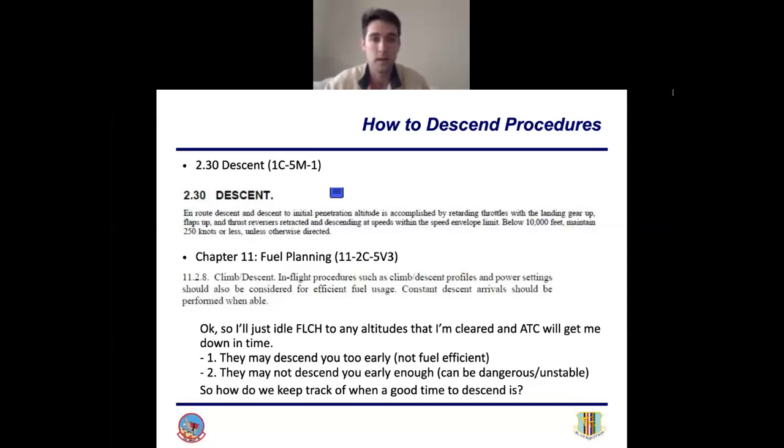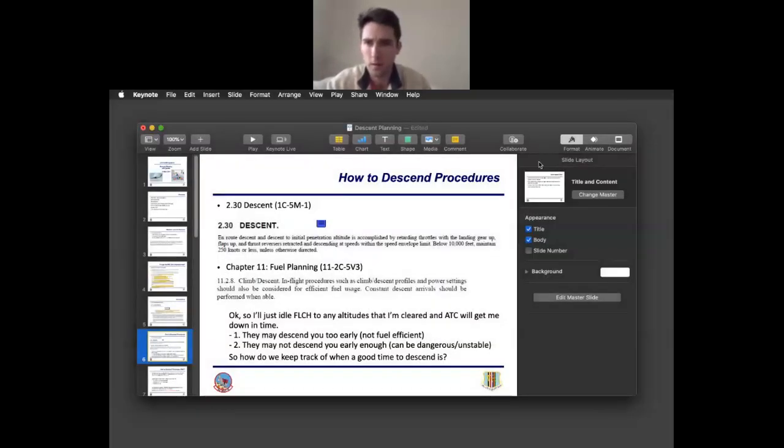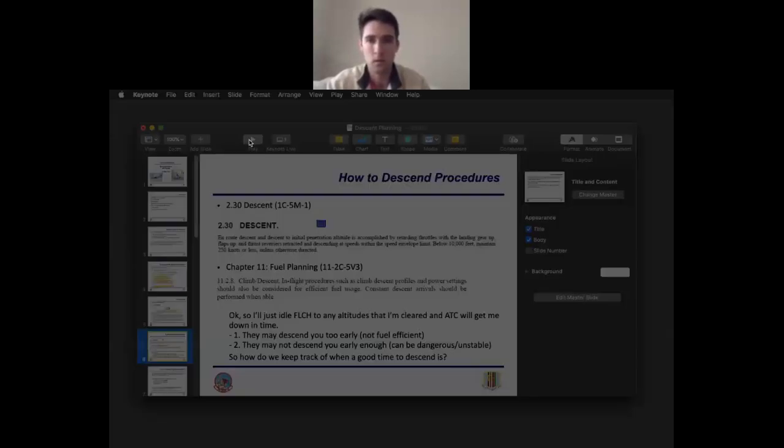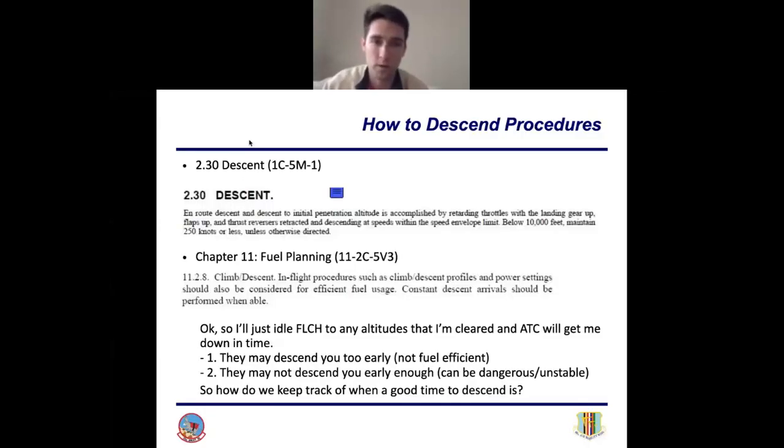So, descent 2.30 in the Dash 1. En route descent and descent to initial penetration altitude. Sorry, the Cisco thing is in the way. There we go. Couldn't see my own presentation.